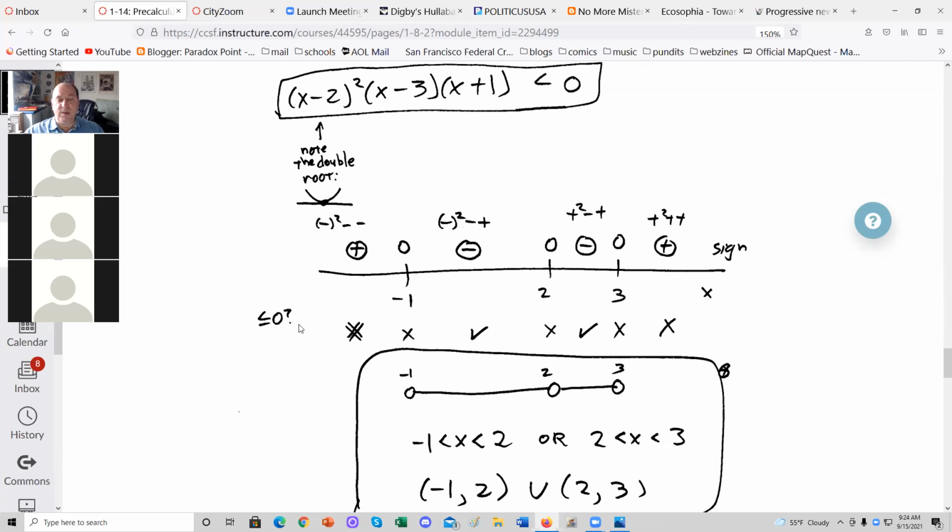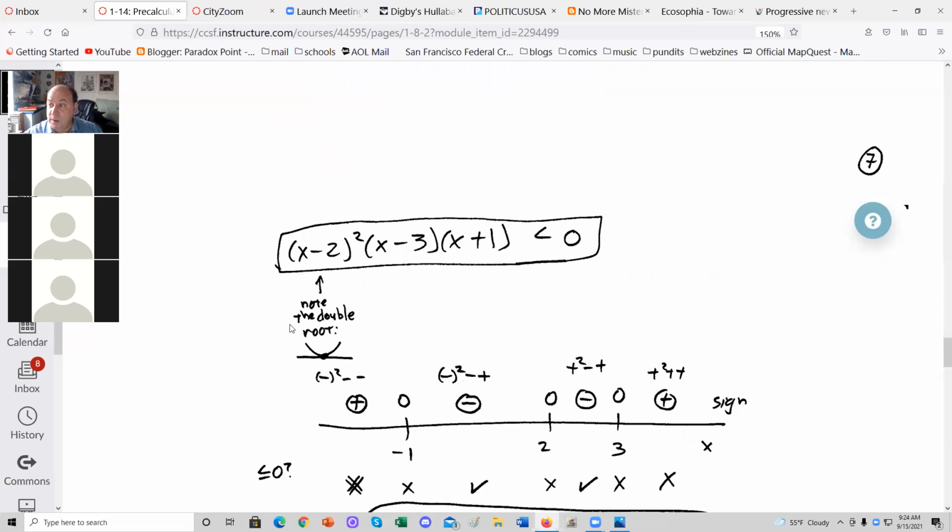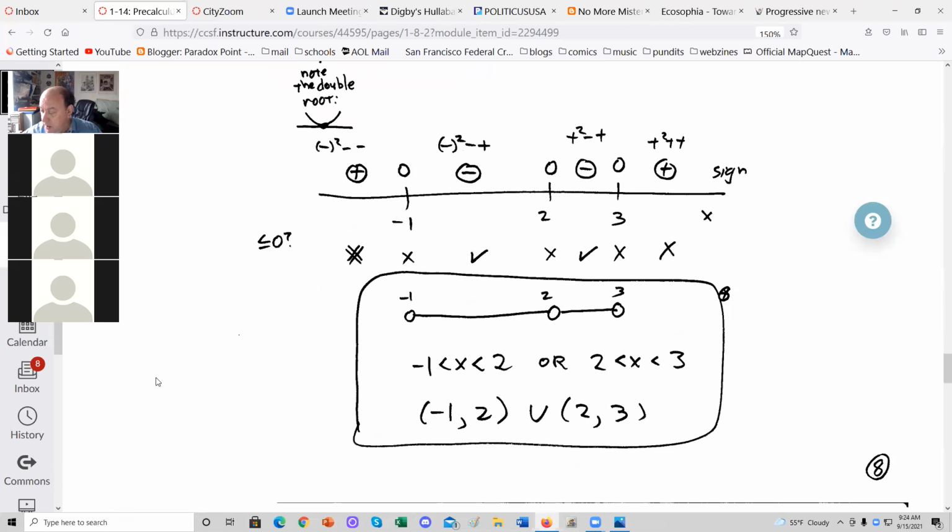So when is it less than 0? Not here where it's positive. Oh dear, I'm sorry, this should be a less than. This is page 8, my apologies. This should be a less than. I'll change that in the canvas.